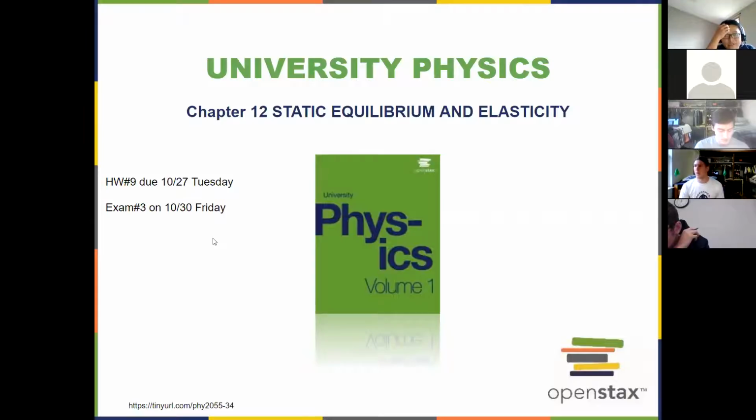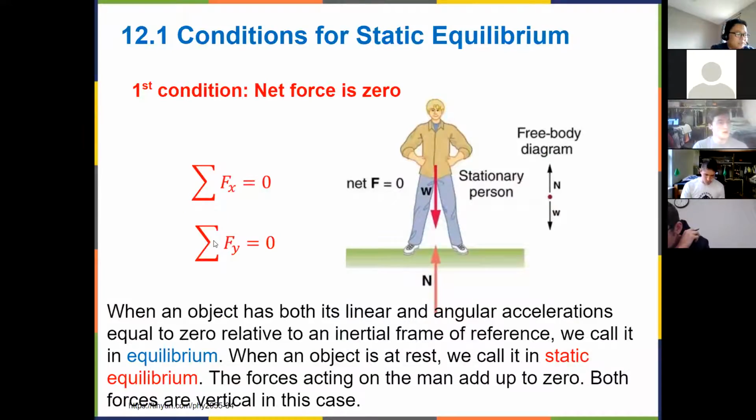Today we'll be covering chapter 12 on static equilibrium, and then a little bit on elasticity at the end of this chapter. Some of you are taking statics, and some of you may have taken it already, but we'll just briefly mention static equilibrium here.